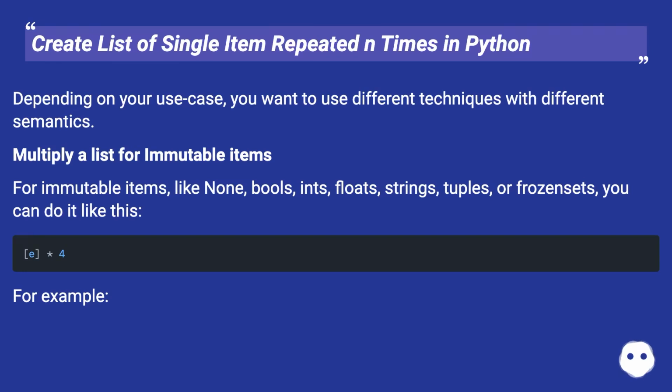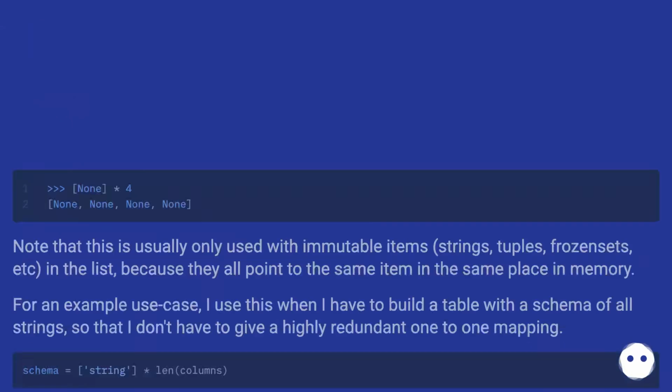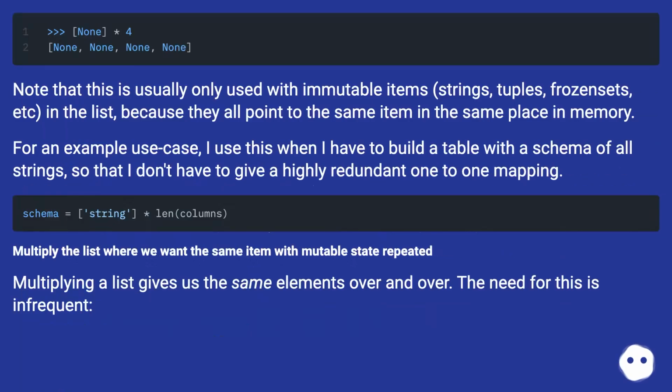For example, note that this is usually only used with immutable items, strings, tuples, frozensets, etc. in the list, because they all point to the same item in the same place in memory. For an example use case, I use this when I have to build a table with a schema of all strings, so that I don't have to give a highly redundant one-to-one mapping.